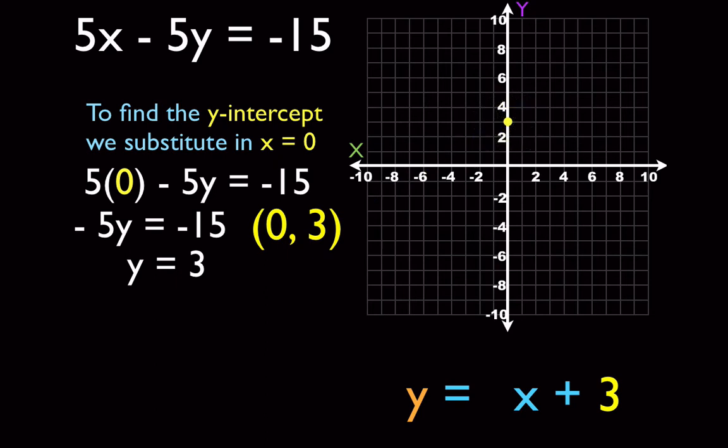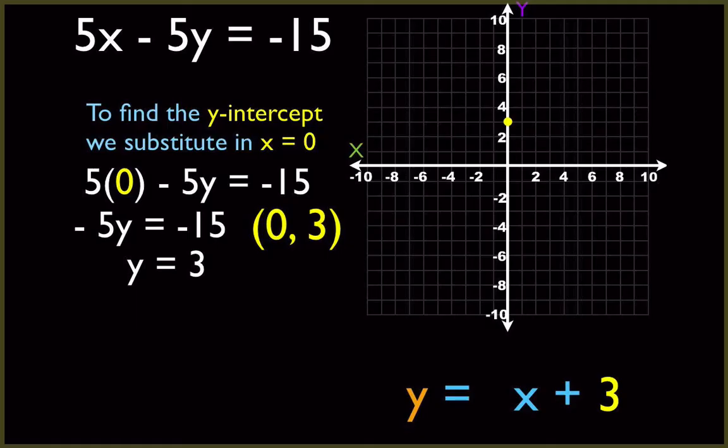Okay, the next piece of information I need is the slope. I know my slope is opposite of A. Remembering that this is A. Let me use a better pen there.